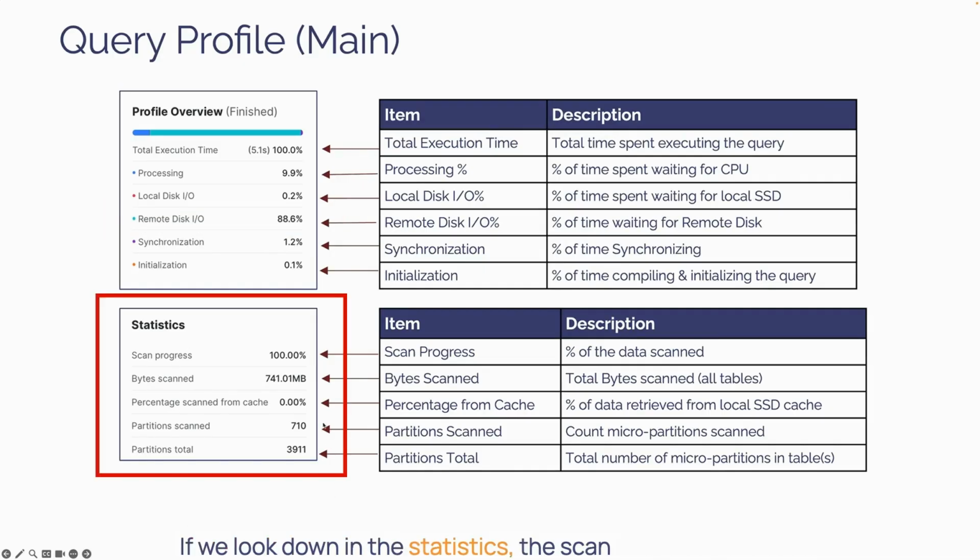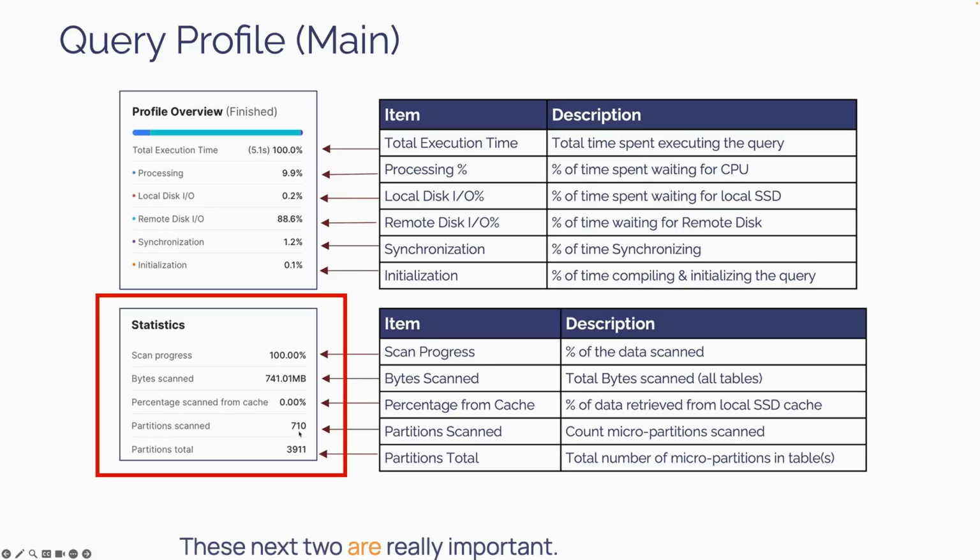If we look down in the statistics, the scan process shows the percentage of data scanned. So if you refresh the screen and show the query profile multiple times, you'll see this gradually increasing until it gets to 100%. The bytes scanned is the total number of bytes scanned across all of the tables in the query. And the percentage from the cache is always the data cache. So that's the percentage of all the data which is actually retrieved from the data cache. In this case, it was 0 because we ran this query on a cold warehouse.